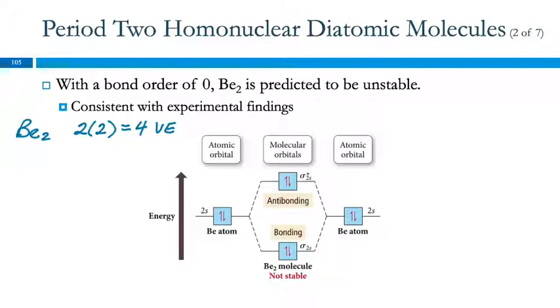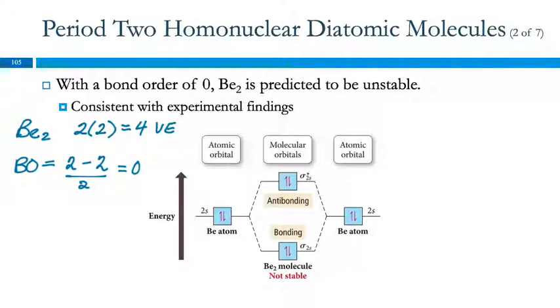All right? So then the bond order, how many in bonding orbitals? 2. How many in anti-bonding orbitals? 2. Divided by 2 is 0. It's the number in the bonding orbitals minus the number in the anti-bonding orbitals, and take the average. So it's 0. Bond order is 0. This shouldn't exist, and it doesn't. It's not stable.